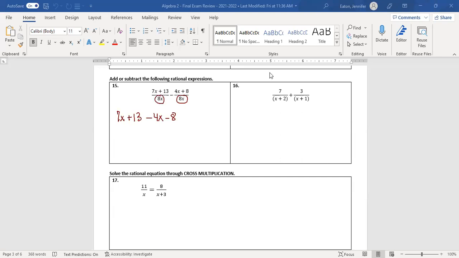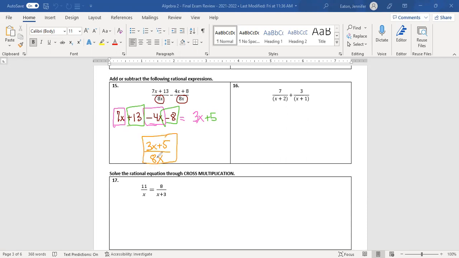So now we collect our like terms here. So we've got 7x and minus 4x. 7x minus 4x is 3x. And then we have 13 minus 8, and that gives us 5. Okay, so our final answer here is 3x plus 5 over our common denominator, 8x.